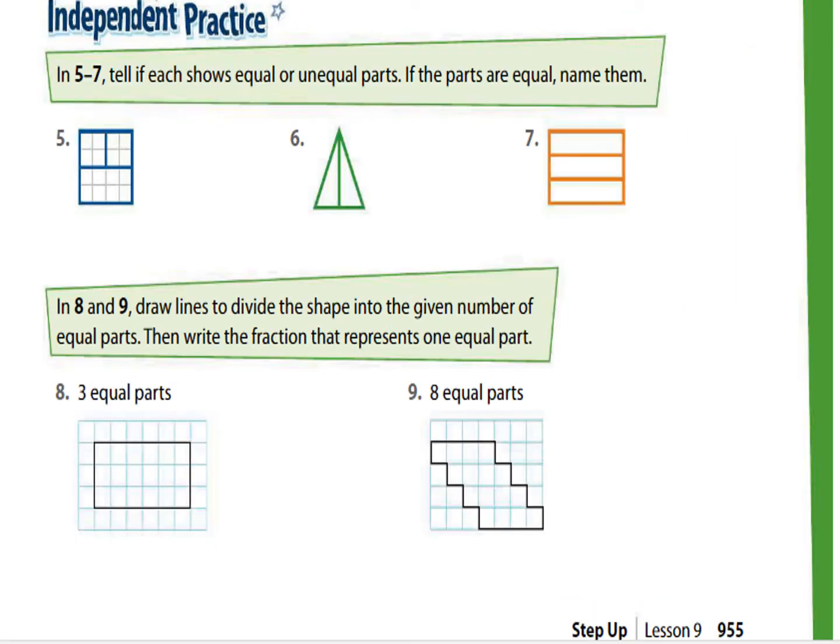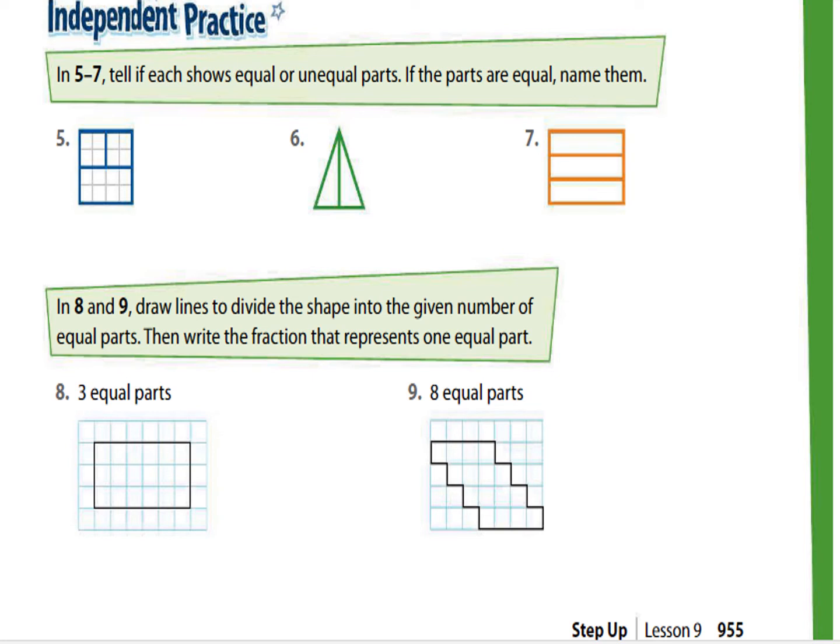In 5 till 7, tell if each shows equal or unequal parts. If the parts are equal, name them. Look at question number 5. Do you have equal parts? How can you know? Count the smallest squares. Do you have the same number of squares in the parts? Amazing! It's not equal. We have unequal parts. We cannot write a fraction for that.